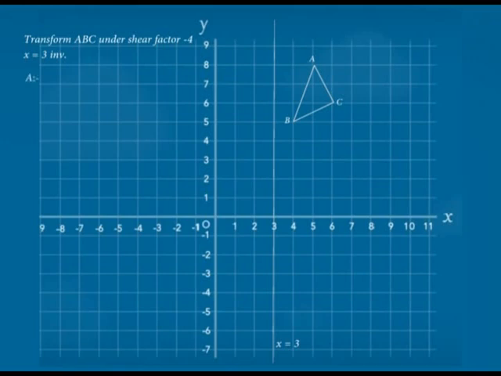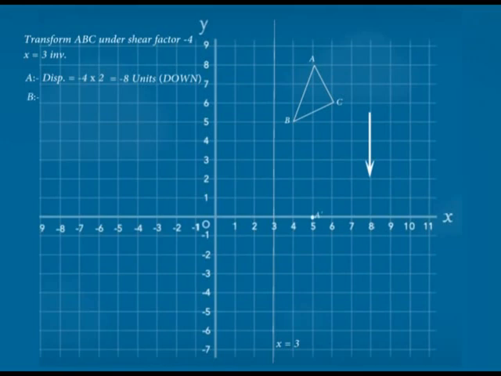Point A. Perpendicular distance from the invariant line is 2 units. S is -4 and displacement is -4 times 2, which is -8. So we move 8 units downwards. A prime is here.